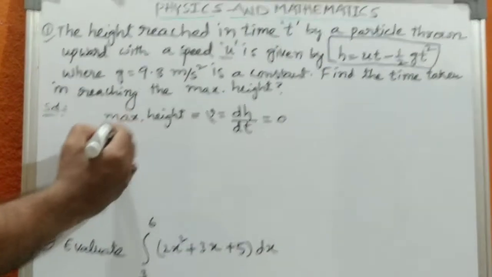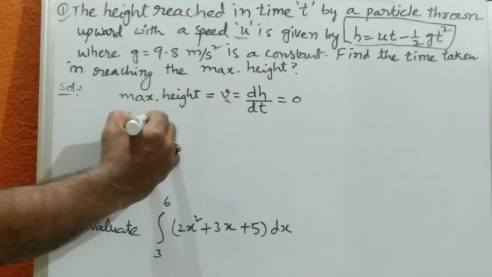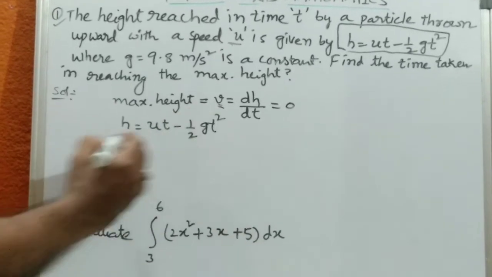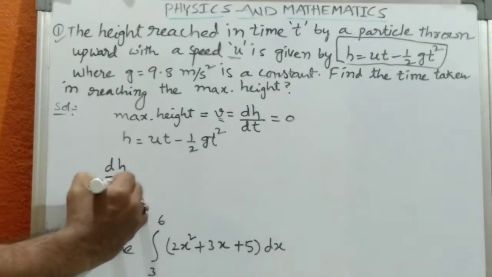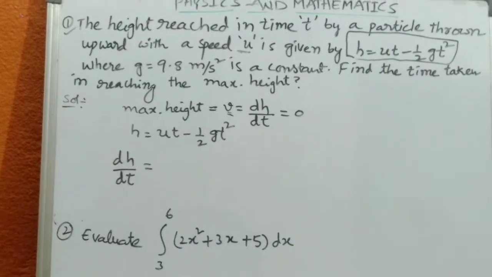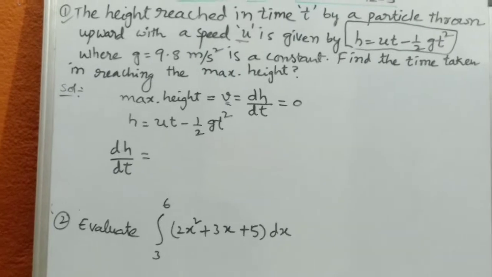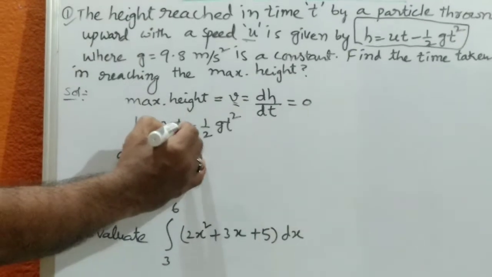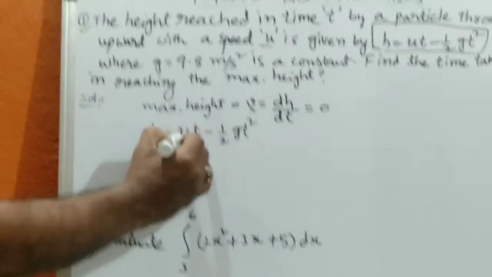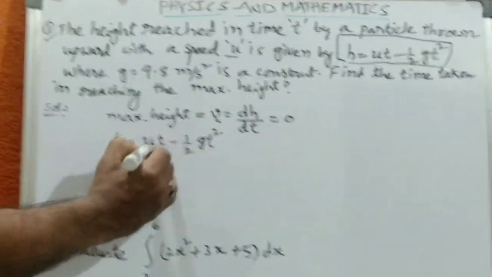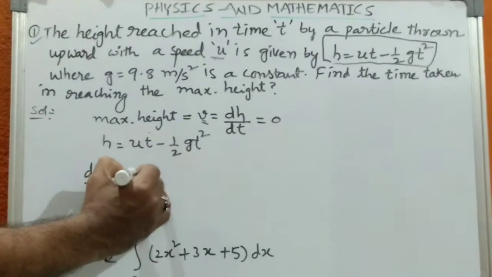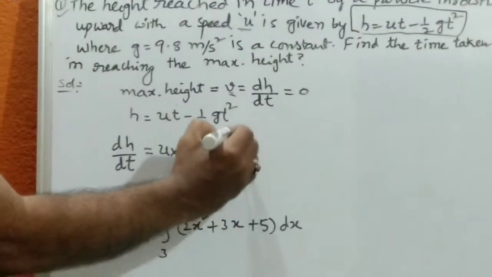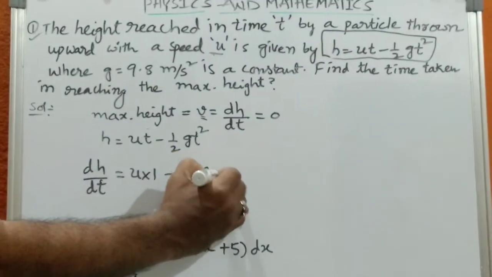So first we take the h value, that is ut minus half gt squared. Then we find the differentiation of the given equation, dh by dt. Here it is in terms of t. With respect to t, the derivative of t is 1, so u into 1, and we get minus half. This g is constant, so we write it as it is.